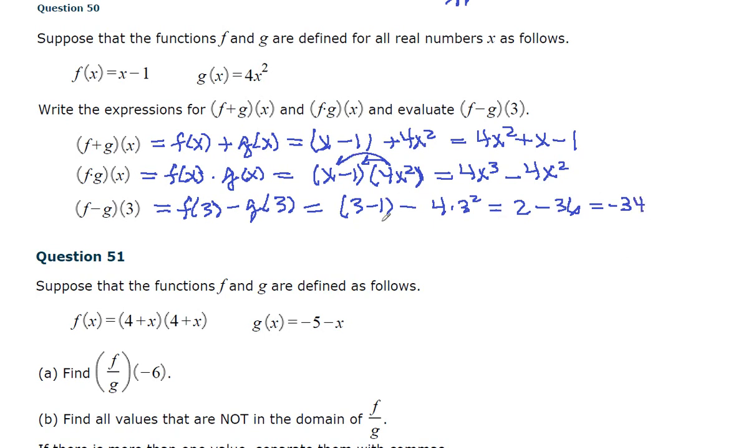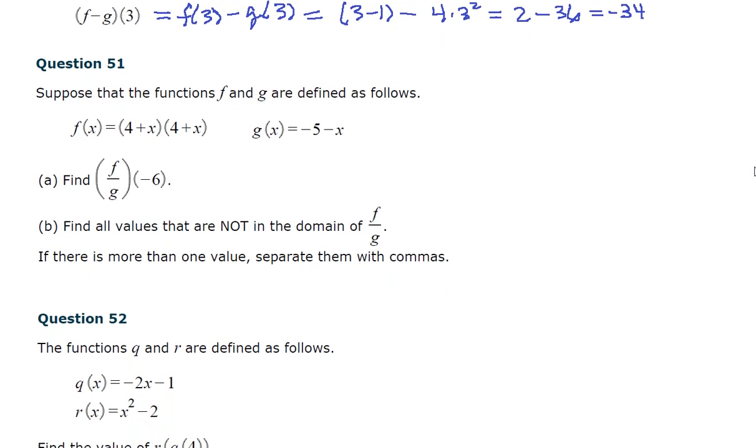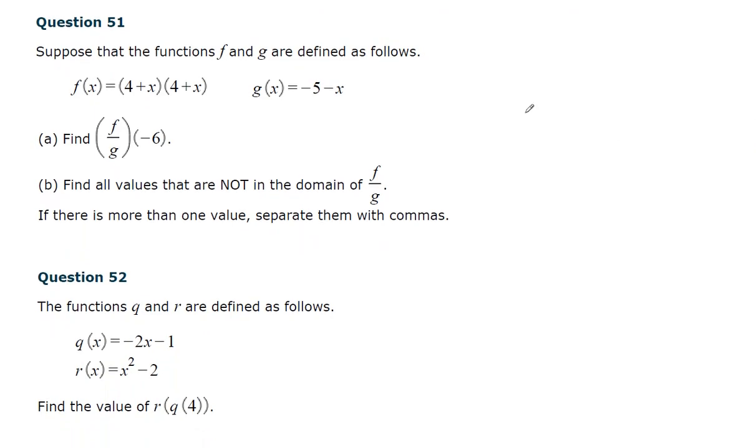So they'll have you do something similar to that in ALEKS, arithmetic operations. Now there's one we haven't done. We did addition, subtraction, multiplication. We haven't done division here yet. And they do that in example 51. So your f of x is 4 plus x times 4 plus x, which is really 4 plus x squared. Your g of x is negative 5 minus x. They want us to find f divided by g at negative 6.